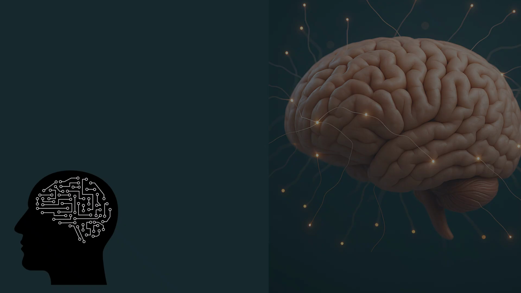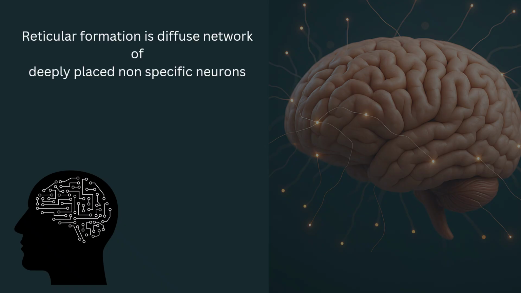Reticular formation is a diffuse network of deeply placed non-specific neurons. It is located in the brainstem, medulla, and midbrain parts. It is connected to the higher centers, especially the cerebral cortex, hypothalamus, cerebellum, all the important CNS structures.